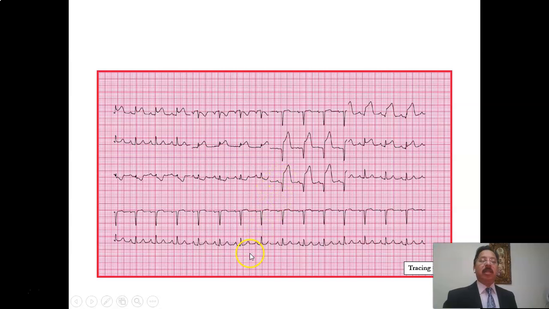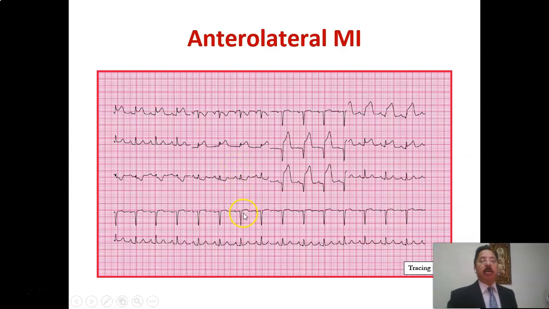Look at this ECG. Is there any ST segment elevation? Yes. V2, V3, V4, V5, and even 1 and AVL. So ST segment elevation is there, which is myocardial infarction. And which area? Anterolateral. And this ST segment depression in lead 3 and AVF are the reciprocal changes. So this is your anterolateral myocardial infarction.